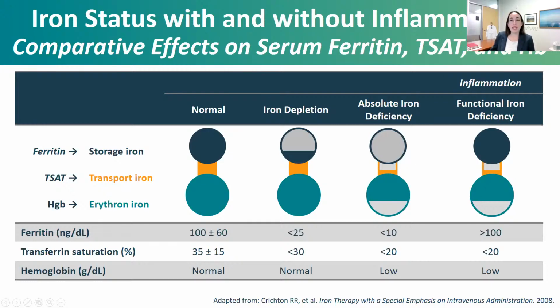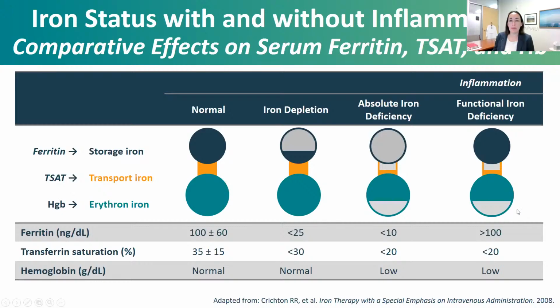In contrast, when you look at inflammation, you have enough iron stored. So your ferritin may be normal or even elevated, but it cannot be delivered out into transport because, again, hepcidin is blocking the iron from being released. So that transport iron is going to be low. The TSAT, the transferrin saturation, will be low despite having a normal ferritin. And then your hemoglobin will still be impacted.